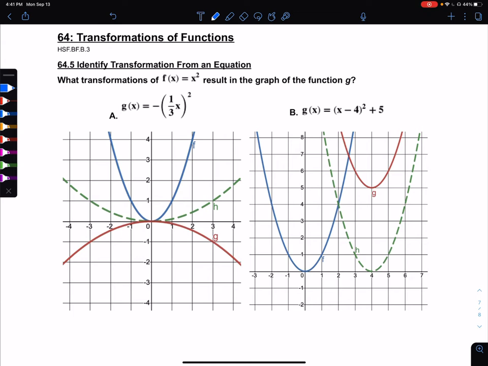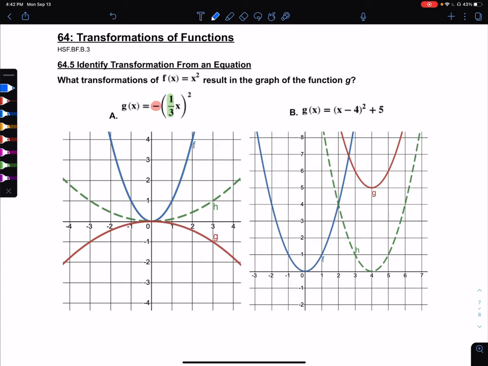g. So in part A, we have g of x is equal to negative 1/3 x, and then that term squared. So we have this 1/3 here, and we have this negative, and those are going to be our two transformations. We just have to determine what those transformations actually are, what they look like, and how we can write them out in words. In the graph, I've put this dotted line here to represent h, and that's going to represent that 1/3 and whatever transformation that is. And then after we make that change, we would then make the transformation with that negative, and that would give us g. So our end result would be this red function here, g of x.